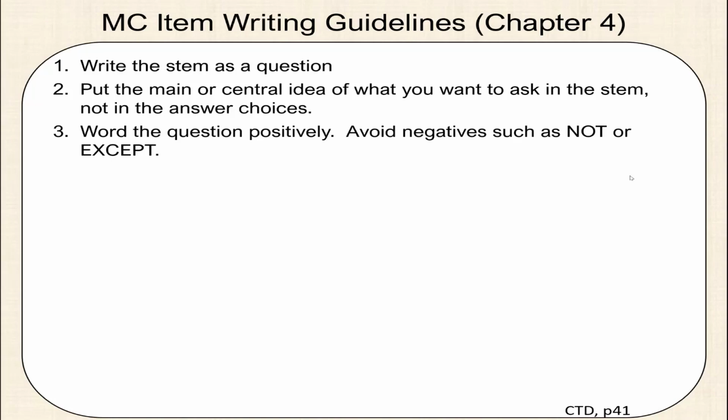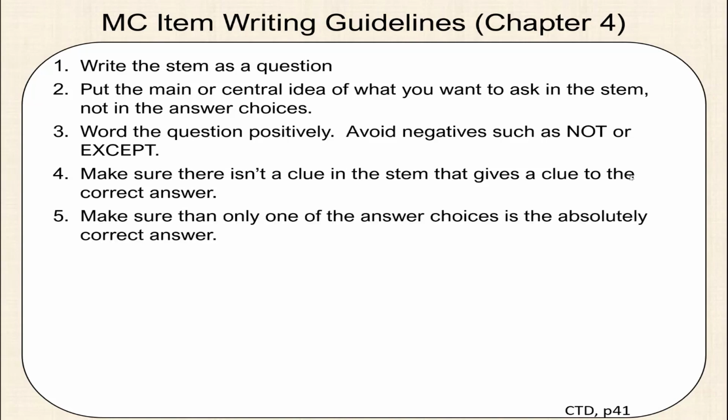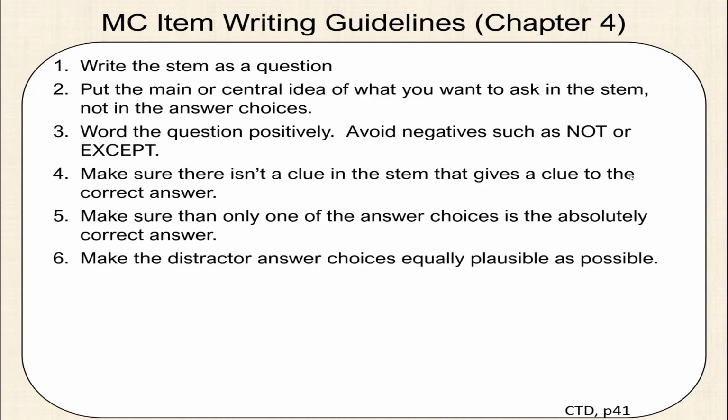Number 3, word the question positively. Avoid negatives such as not or except. That happens a lot, and you can't do that. 4. Make sure there isn't a clue in the stem that gives a clue to the correct answer. Well, that's kind of logical. 5. Make sure that only one of the answer choices is the absolutely correct answer. 6. Make the distractor answer choices, the options, equally plausible as possible.